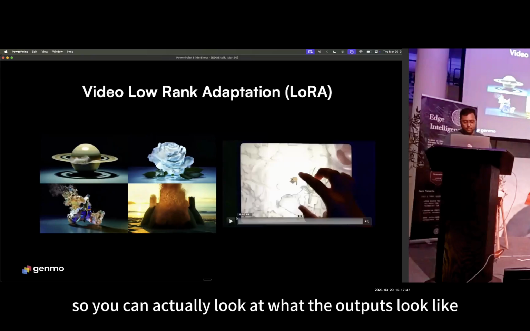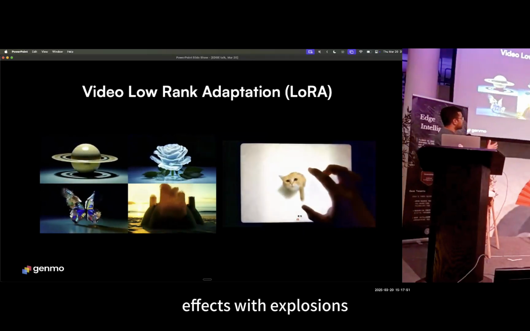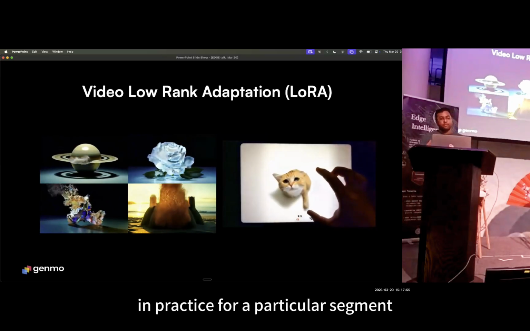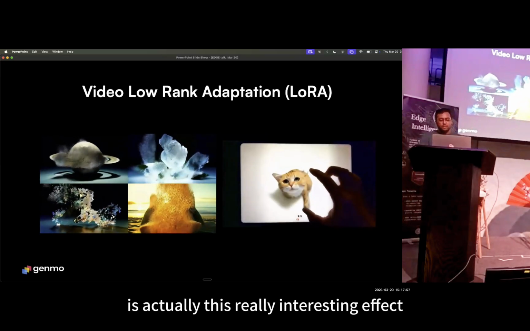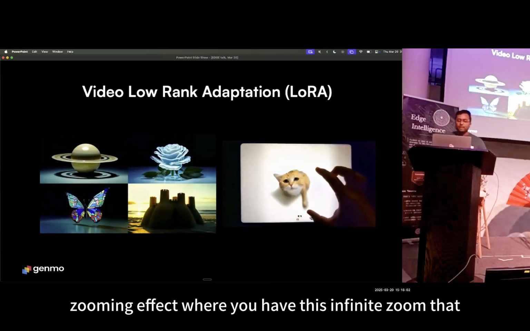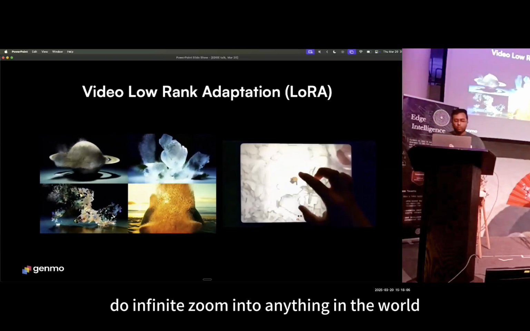If you look at what the outputs look like, here on the left, you can do all kinds of really interesting effects with explosions, or a new motion style that you might want to use in practice for a particular segment. On the right is a really interesting effect, this infinite zoom, that can essentially just be trained into the model, and you can do infinite zoom into anything in the world.